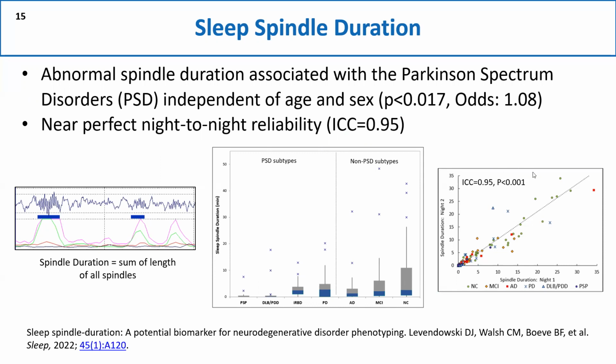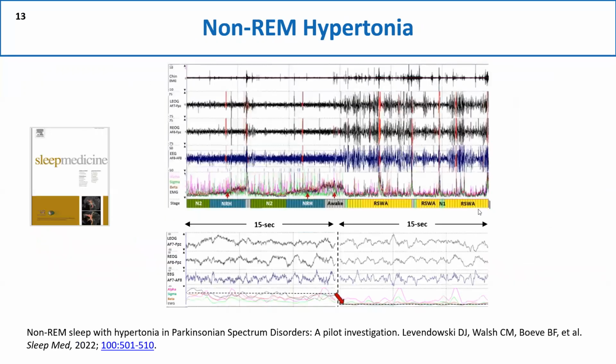Now, it is interesting that these spindles look very much like a trait effect. These are all of the different groups, including many in the neurodegenerative disorder groupings, and the night-to-night variability is very, very low. The intraclass correlation night-to-night on spindle duration is 0.995, so nearly perfect.